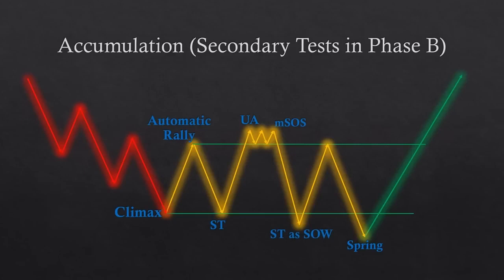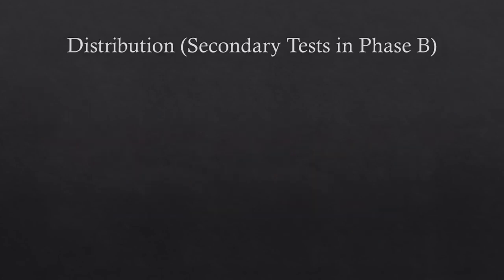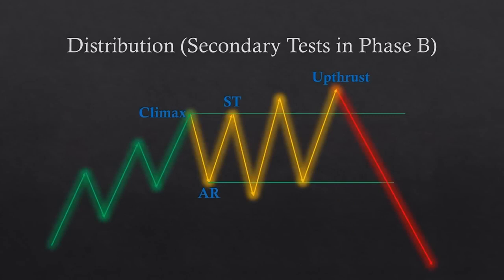In the context of a distribution or redistribution, the minor false breakout of the upper limit, which is a secondary test, is labeled simply as upthrust, and a minor false breakout of the lower limit is labeled as minor sign of weakness. Don't get too worried about the correct labels though, because we can only be certain about them once we know which direction price will trend next. What's important here is the perception of a minor false breakout.